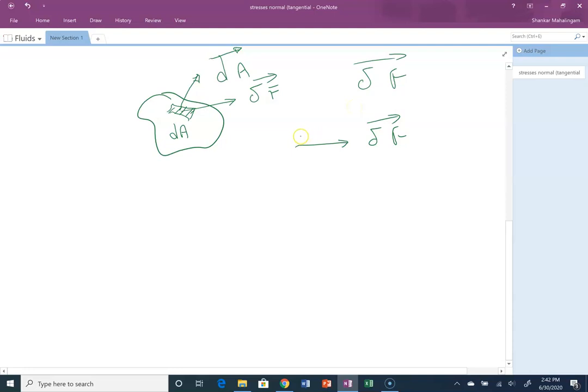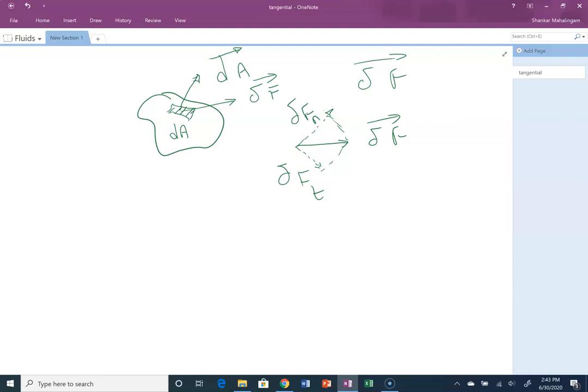I can break it up into two components, one which is parallel to this area vector, and the other one which is perpendicular to this area vector. And let's complete this parallelogram or rectangle, if you will. All right, so this one is going to be the component of F that is tangential to the surface, and this is the component of F that's normal to the surface. So delta Fn and delta Ft are the normal and tangential components of this force.